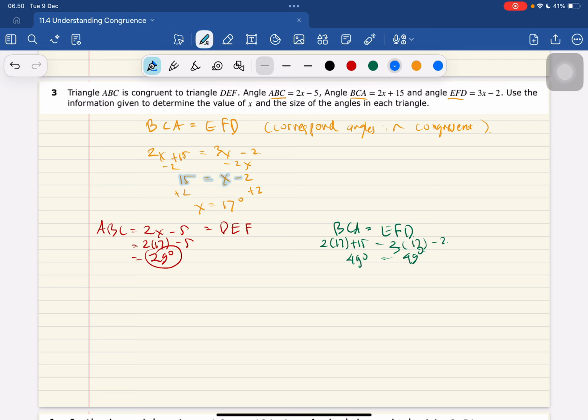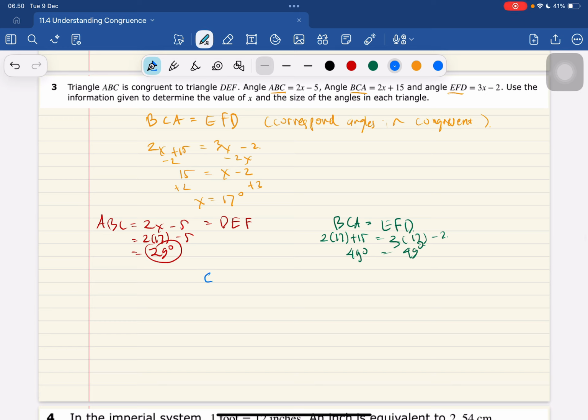Okay. Next we can find CAB, and this will be congruent with FDE. From the triangle total of 180, we minus 29, minus again 49. So the angle is going to be 102 degrees. So both are 102 degrees.